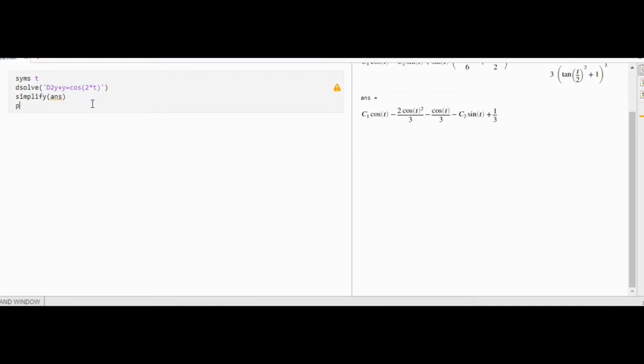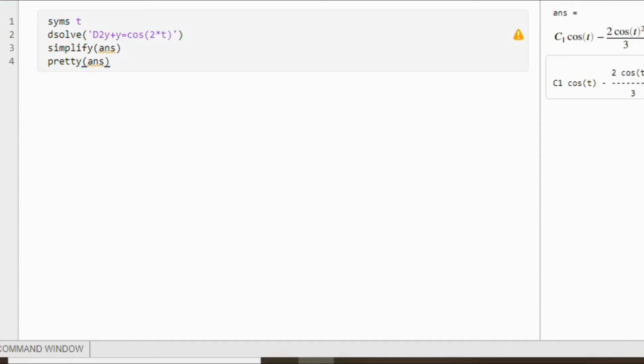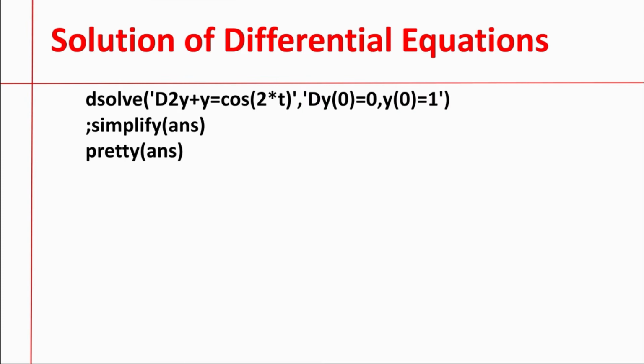You can also get the pretty answer. So you will type pretty, and inside the parenthesis you will type ans. So this is your pretty answer. Okay, now we take another code. This is the same code, not a different code, but here we are taking the initial conditions. Initial conditions are Dy at 0 is equal to 0 and y at 0 is equal to 1.